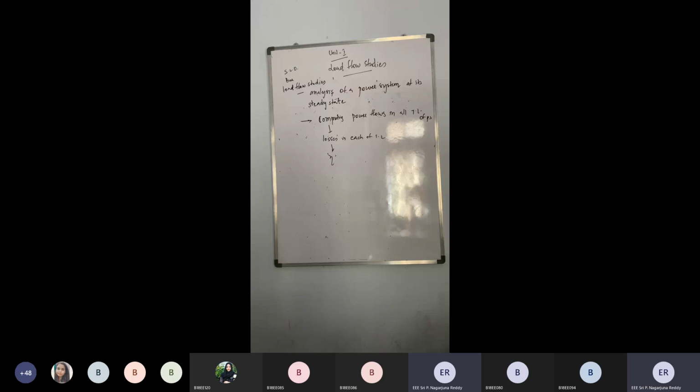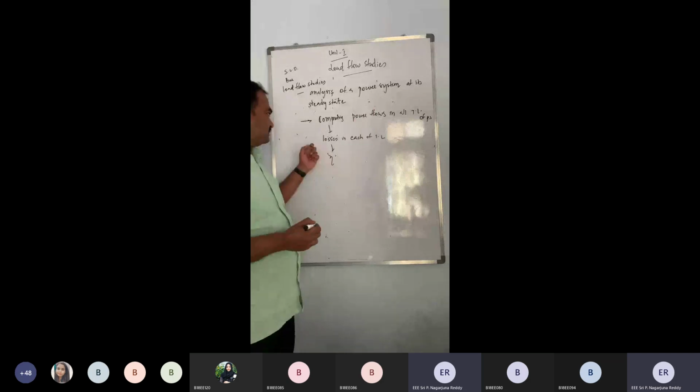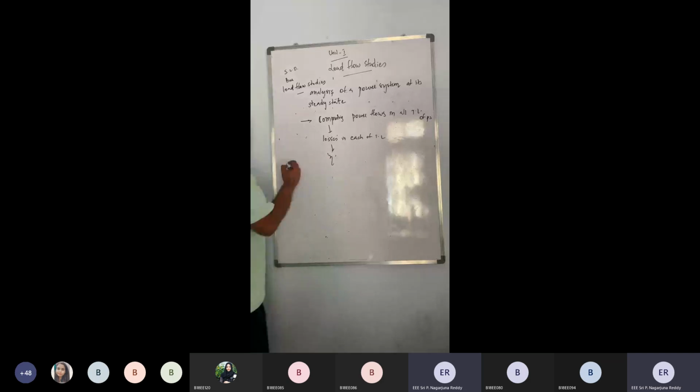It is the analysis of the power system in its steady state. So what we will be doing is computing the power flows of all the transmission lines, losses in each of the transmission lines, and finally the efficiency of the power system. So what is the advantage of conducting load flow studies? It is a very, very tedious task. Then why are we going for load flow studies?